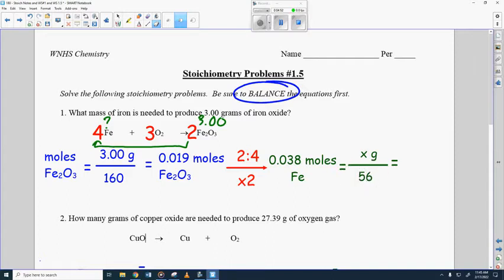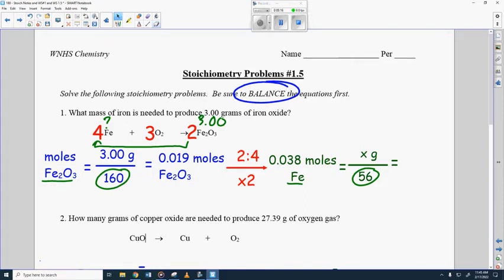So notice how these formula weights change. I had 160 at first because I was talking about iron oxide. But at the end, I use 56 for my formula weight because I'm just talking about iron. That's why those units are so important, because they let me know what formula weight I should be using. What do I do to both sides to solve for x grams?